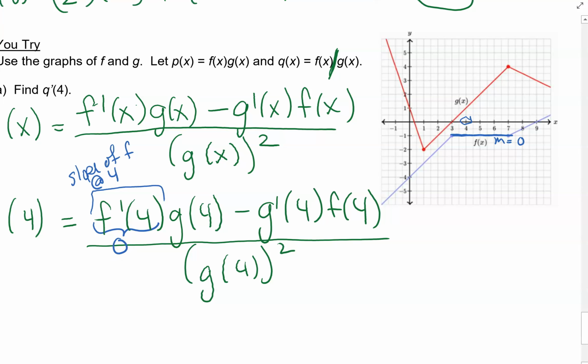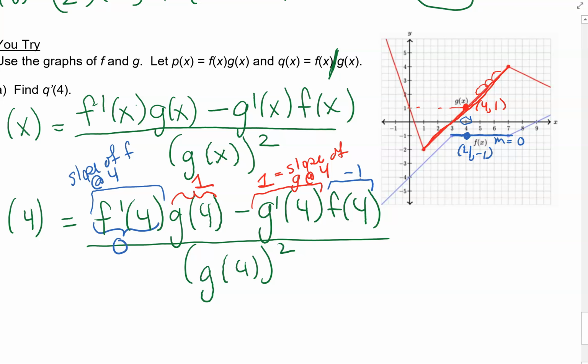G of 4 would be the actual value of g at 4, like the point on the graph at 4, which is 1. So g of 4 is 1. G prime of 4 would then be the slope of this middle stretch that includes the x value of 4, which looks like it has a rise of 1 and a run of 1, like it's going up 1 over 1, up 1 over 1, that whole stretch. So g prime of 4 would be 1, so that's the slope of g at 4. And then f of 4 would be the y value of f at 4, which is down here. The y value of f at 4 is -1. And then we had calculated g of 4 earlier to be 1.